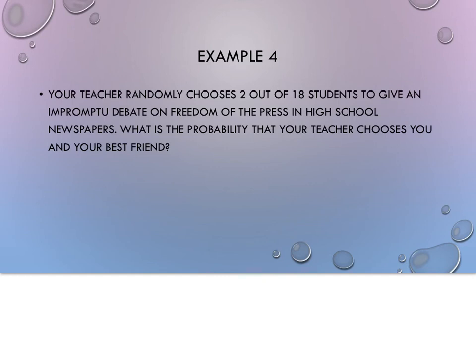All right, 2 out of 18 students is your combination, right? So if I was to write this in terms of C, it would be C with 18 on the left and 2 on the right. So 18 factorial over 18 minus 2 factorial times 2 factorial, which is what? 153. Okay, that's how many total combinations there would be, and how many of them are a result of you and your best friend? 1 out of those 153 options.